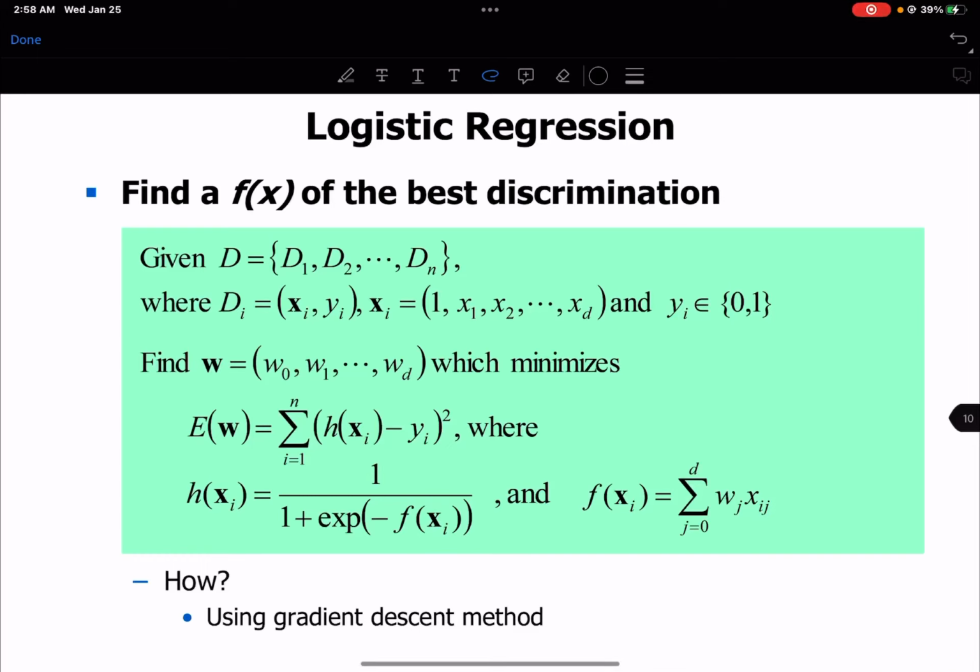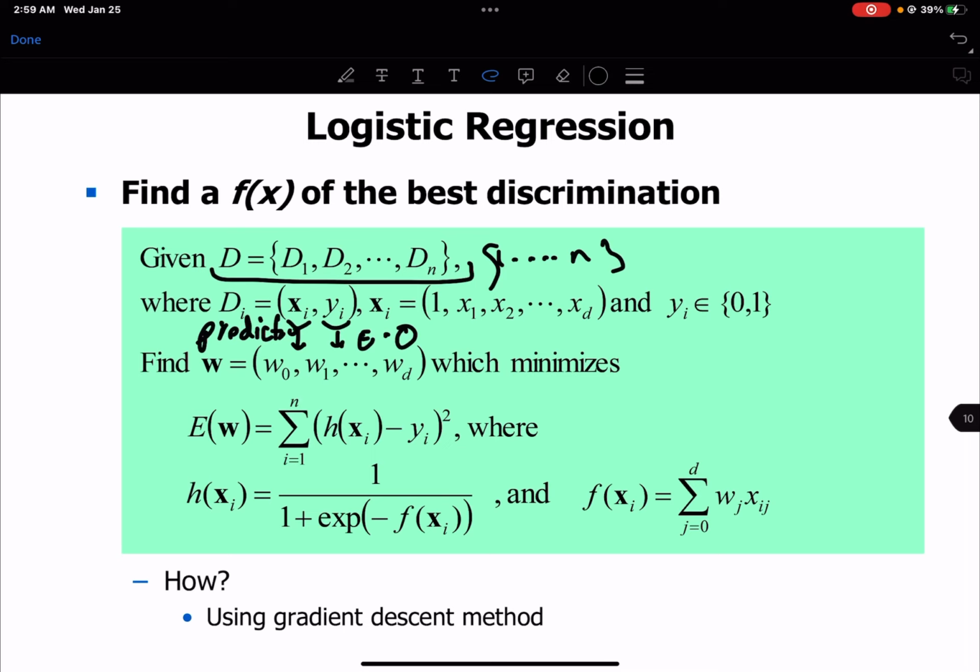Continue with the concept of logistic regression. Given a data, we have data samples from 1 to n, and each data sample represented by xi and yi, where xi is your predictor variable and yi is your expected outcome, and this is the predictor variable.